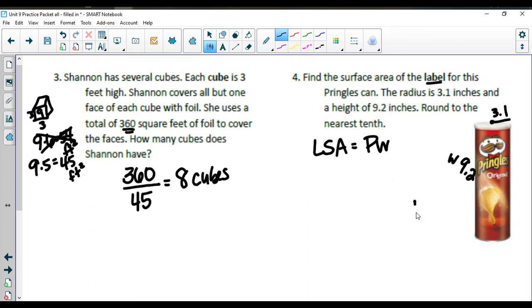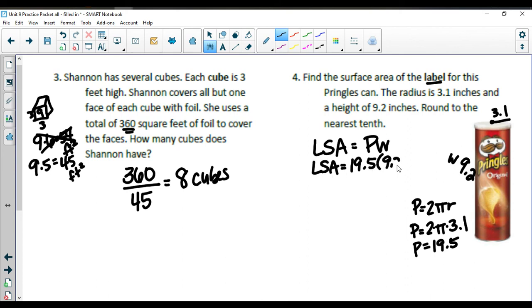So when we go to find our perimeter, that's going to be 2 pi r for a circle, which is what our base is. So we're doing 2 times pi times 3.1. And that will give us a perimeter then. It says round to the nearest tenth, so I'm going to do 19.5 for my perimeter. And my lateral surface area then is 19.5 times 9.2, which would give me a lateral surface area of 179.4 square inches.